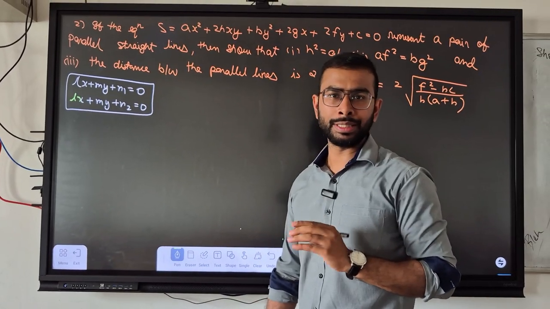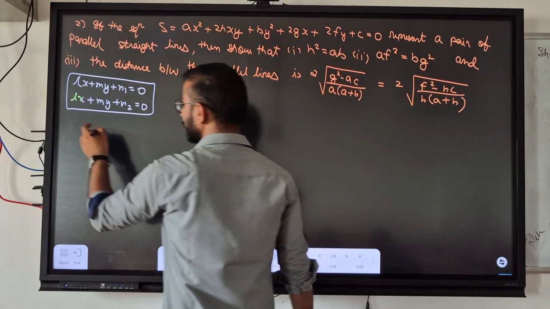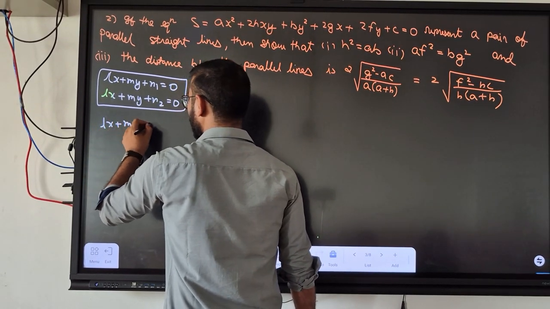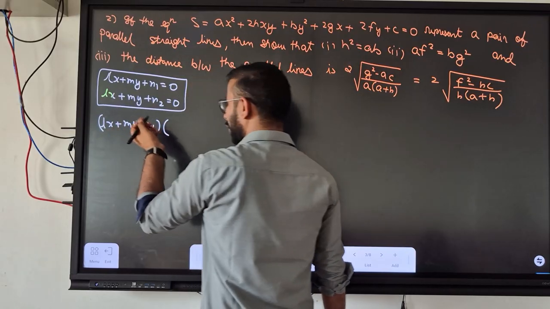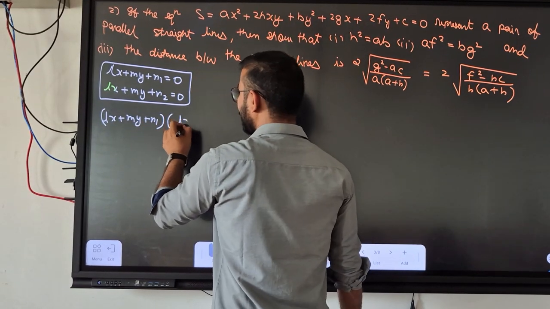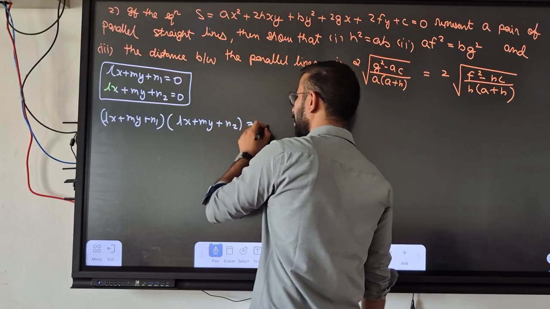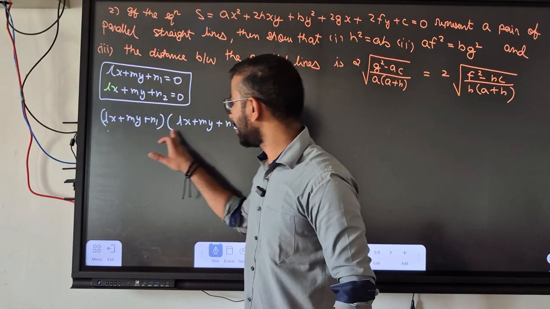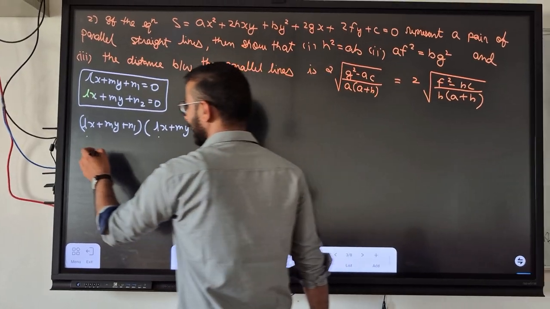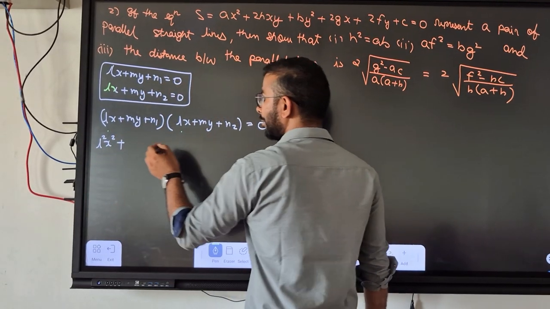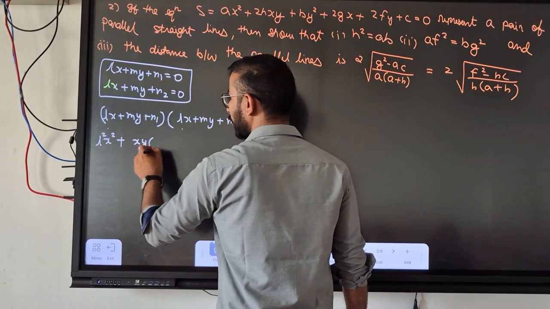Okay, now what you have to do is multiply the 2 equations. Why we are multiplying? Because we got a pair of linear equations, no? Pair of 2 straight lines, right? So we'll multiply the 2 equations and we'll compare the coefficients. Let's see. So first lx is multiplied with lx, so be with me. What we'll get is l square x square. Now I'm writing coefficient of xy, so focus.